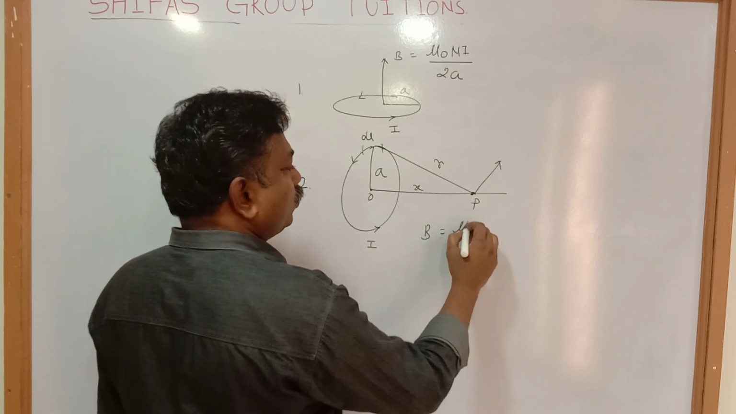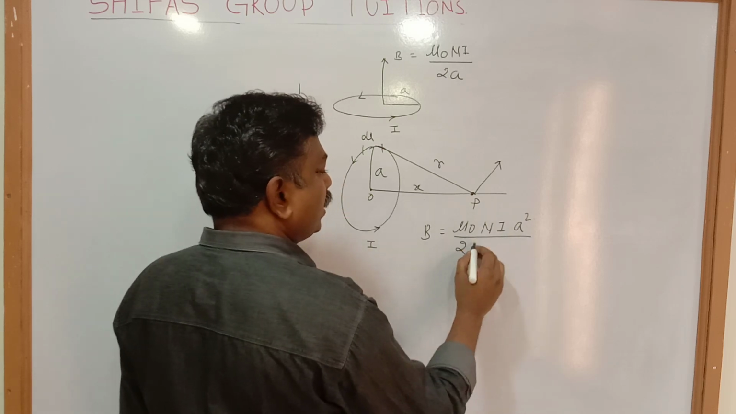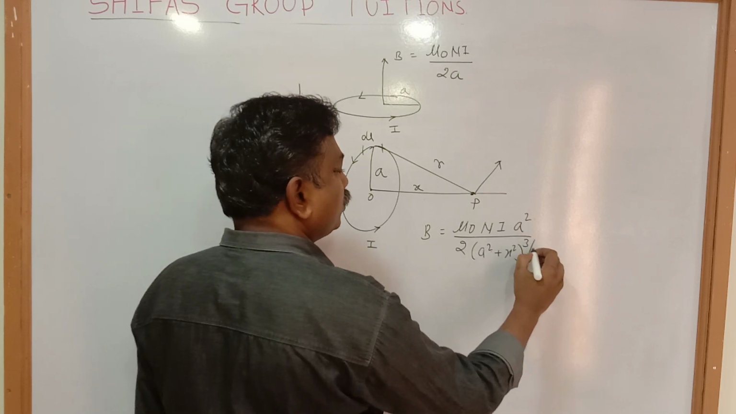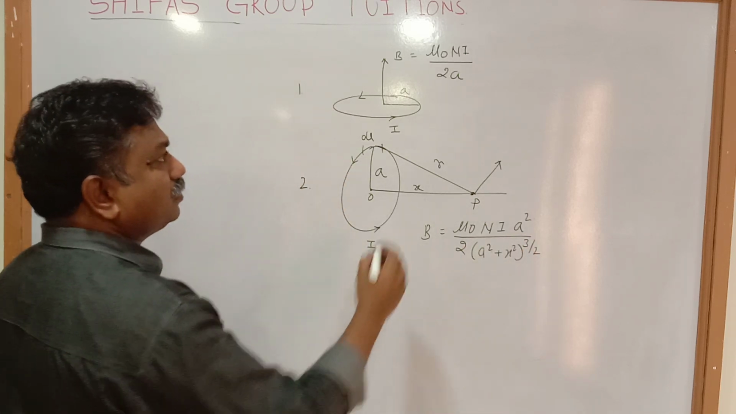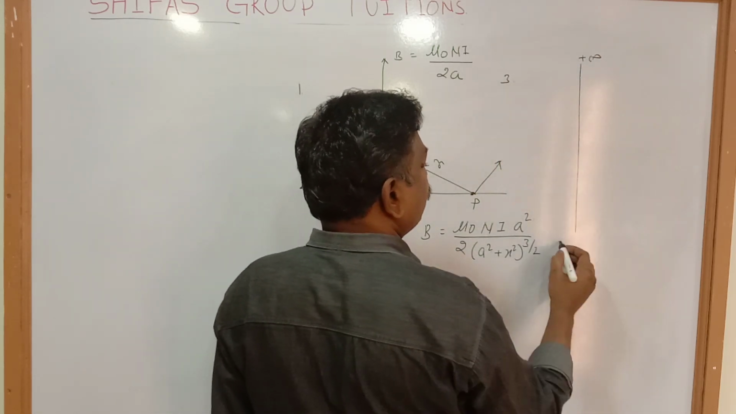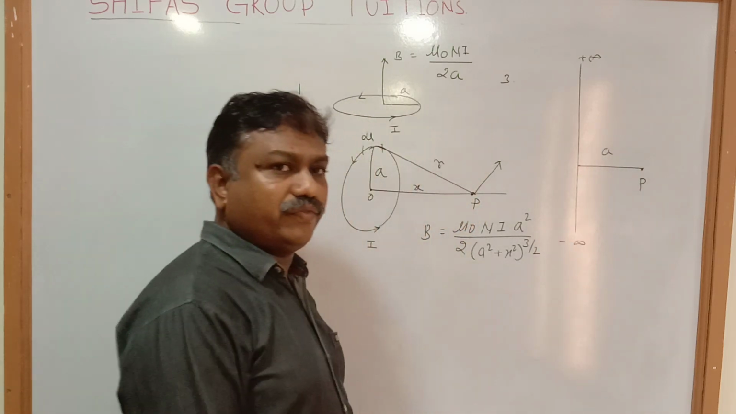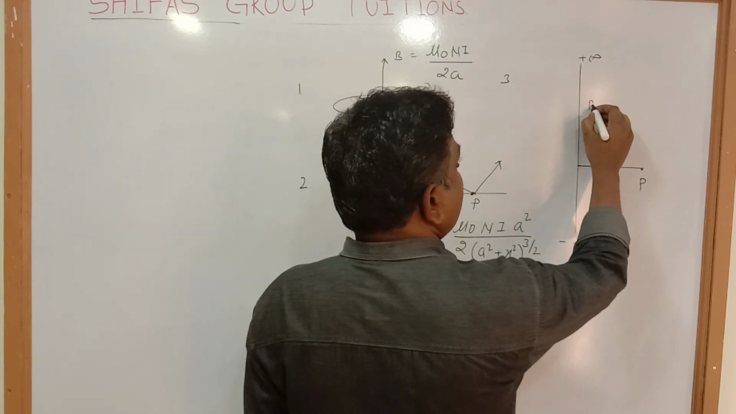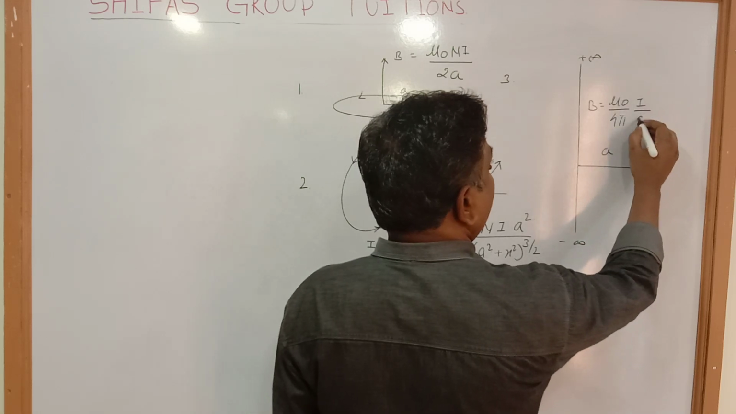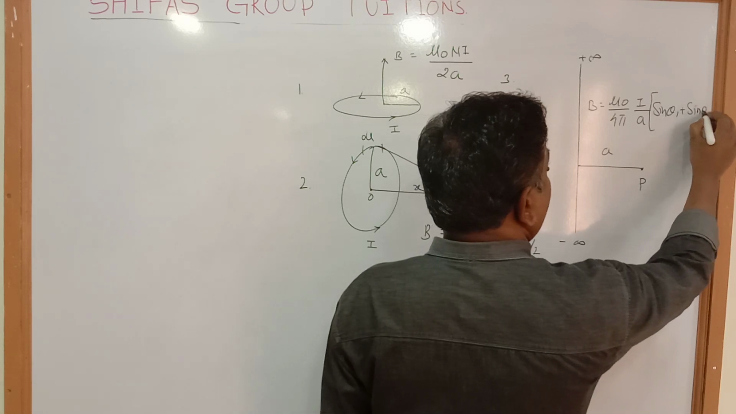B is equal to mu naught Ni A square upon 2 times (A square plus x square) raised to 3 by 2. The third was for an infinitely long conductor at a distance A. If you want to calculate the strength of magnetic field, the formula was B is equal to mu naught upon 4 pi, I upon A into (sine theta 1 plus sine theta 2).